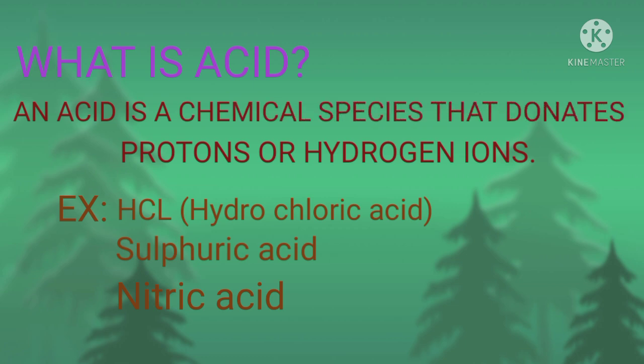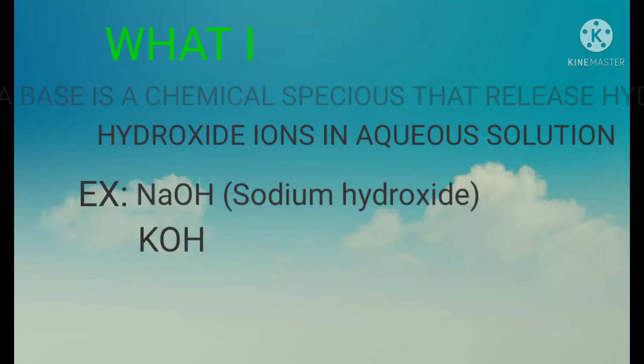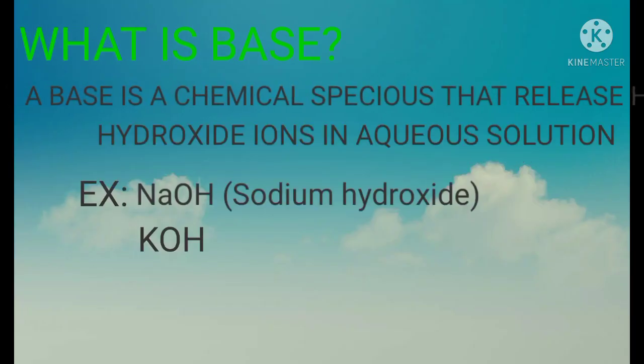An acid is a chemical species that donates protons or hydrogen ions. Some examples of acid: hydrochloric acid, sulfuric acid and nitric acid. What is base? A base is a chemical species that releases hydroxide ions in aqueous solution. Some examples of base: sodium hydroxide and potassium hydroxide.